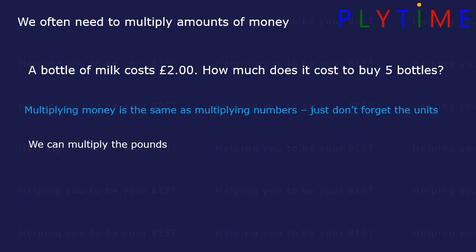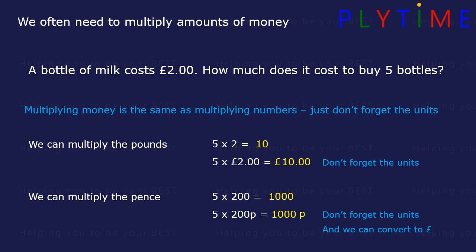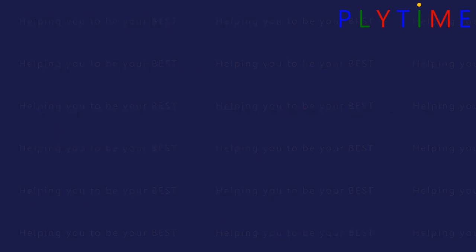We can multiply the pounds. 5 times £2 equals £10. Don't forget the units. We could also multiply the pence. £2 is the same as 200 pence. 5 times 200 pence is 1000 pence. Don't forget the units. We could also convert that to pounds. We add the decimal 2 from the right and the pound sign, £10.